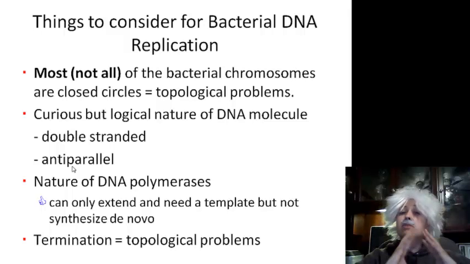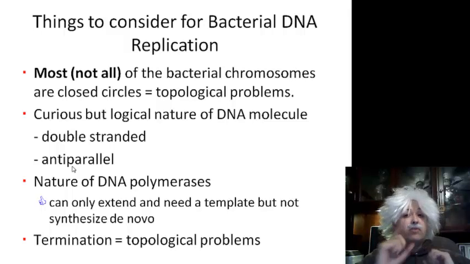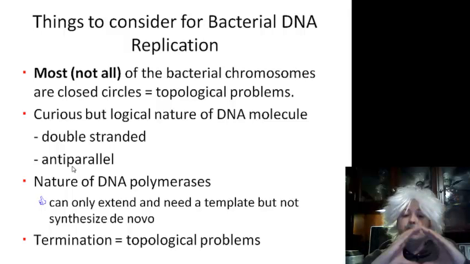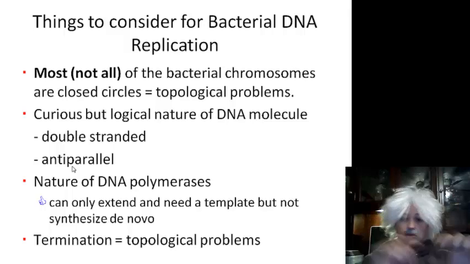Okay, things to remember and to consider for bacterial DNA replication. Most, not all, but most of the bacteria have chromosomes in a closed circle. This gives us a spatial or topological problem. Topological means spatial. So the problem here is, where do we begin? Second problem is, how do we copy a circle and not have them hit each other? We will find that out.